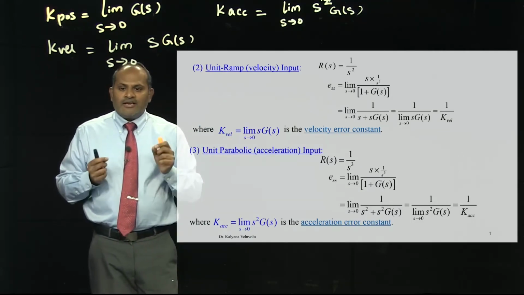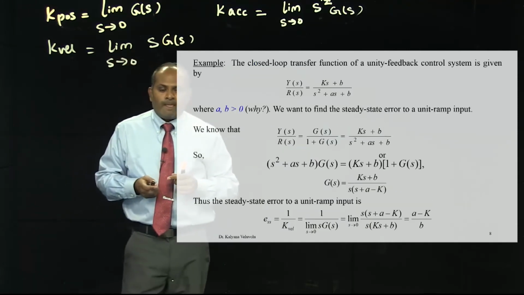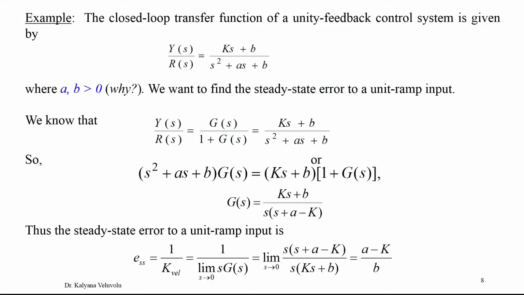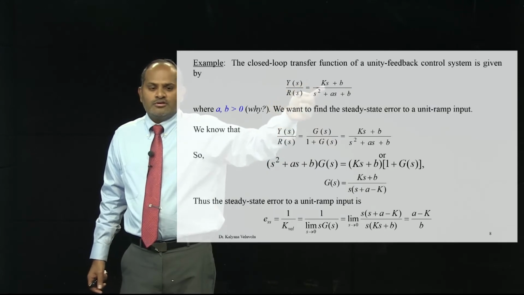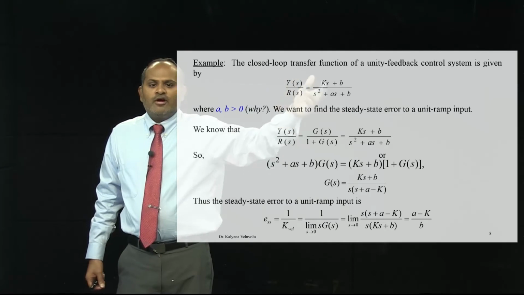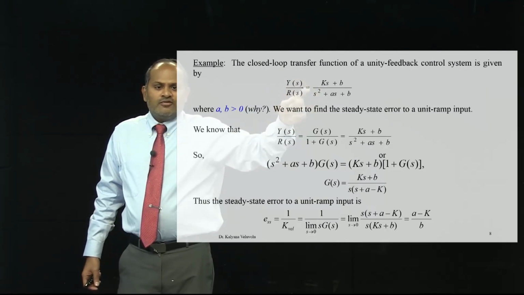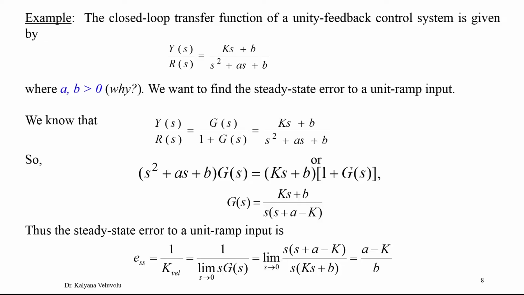Again remember, the error constants are only defined for unity feedback systems. Now let us go into a simple example. We have a closed loop transfer function of a unity feedback control system. It is already a closed loop transfer function. Take this closed loop transfer function and then we try to find the error constants. It is asked to find the steady state error to a unit ramp. So, we want to find the steady state error for a ramp input. First we have to find what is g of s.